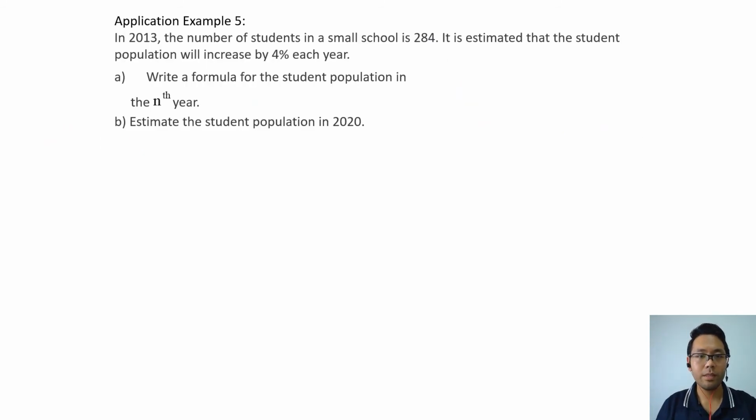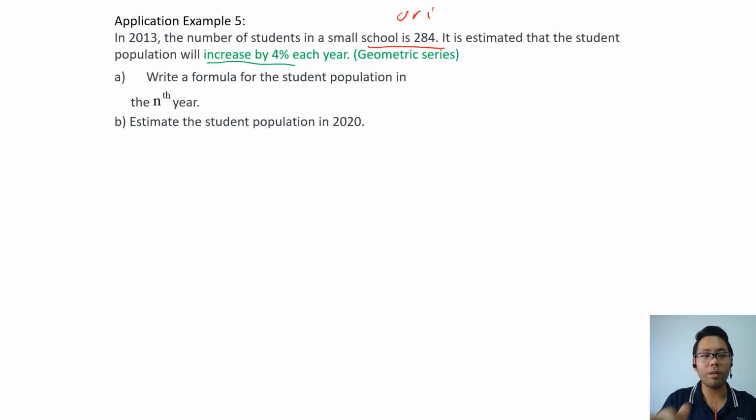So in this case, the number of students in the small school starts with 284, so that's your original. And the student population is expected to increase by 4%. Since it's increased by 4%, we can say it's a geometric series, right? So this is the original, and increased by 4%.